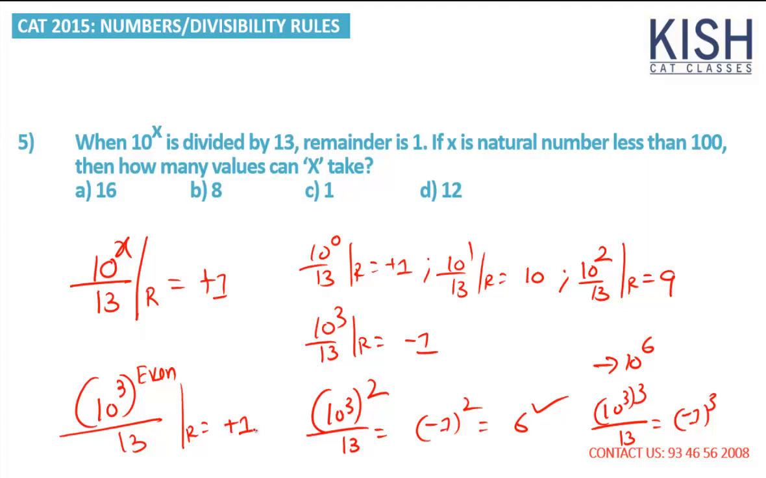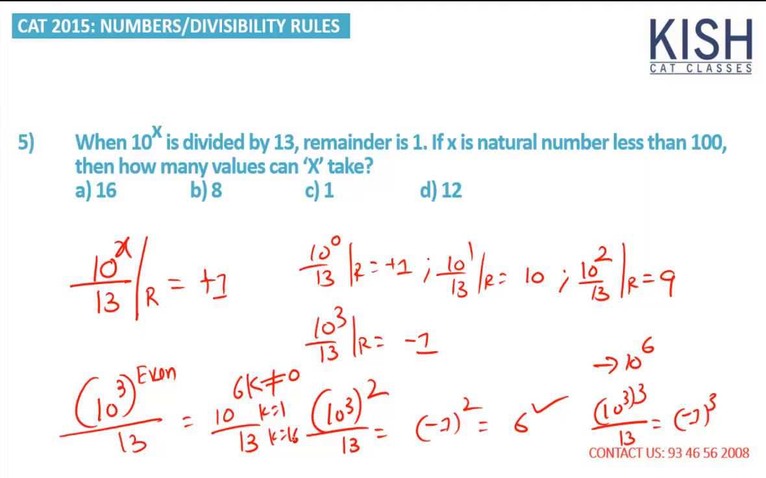Now instead of it, we can say this number is of the form 10 power 6k divided by 13. Now the power must be less than 100 and it must be greater than 0 because x is a natural number. So k equal to 0 is ruled out. So it means k equal to 1 to k equal to 16. When k equal to 1, the power is going to be 10 power 6. When k equal to 16, the power is going to be 96, which is the maximum value. So we can get 16 different values for x.